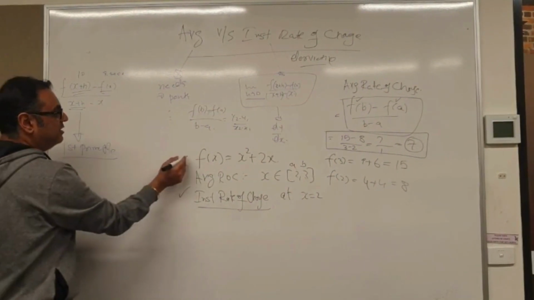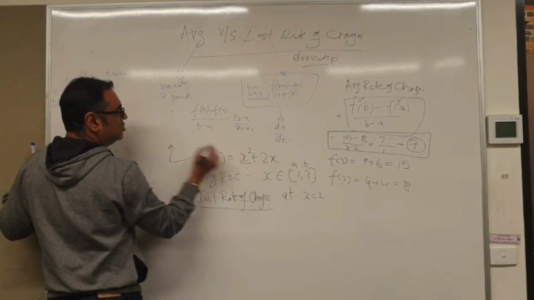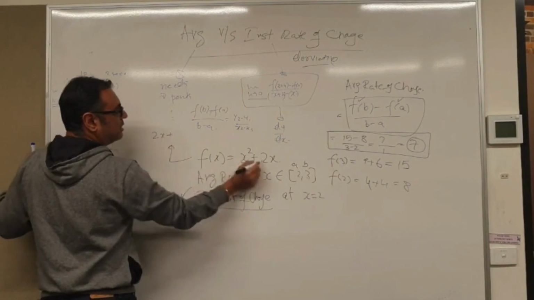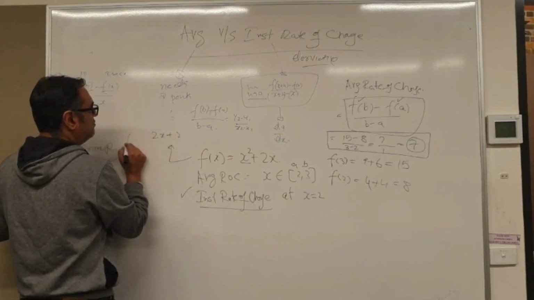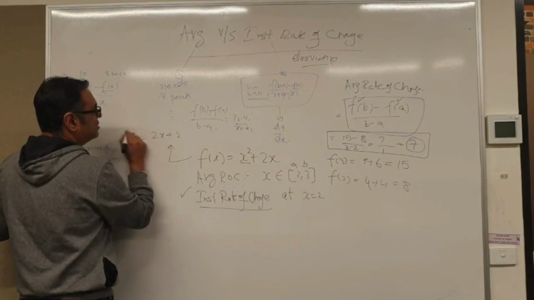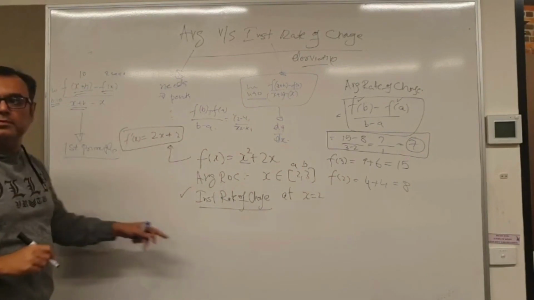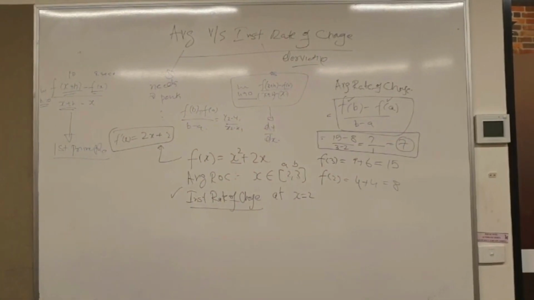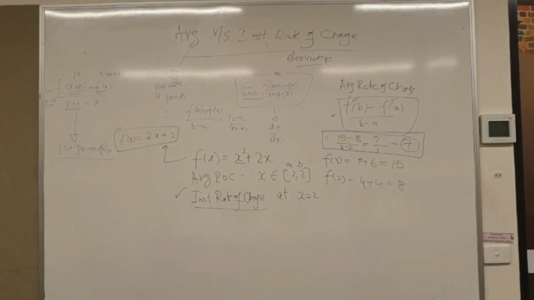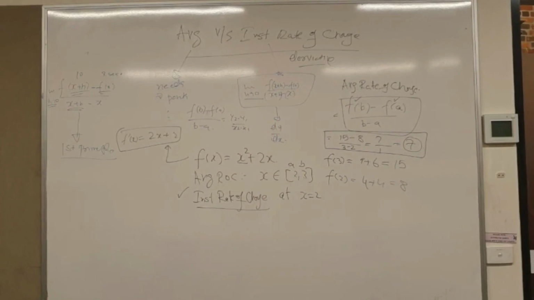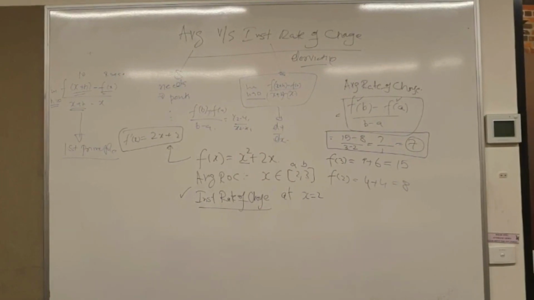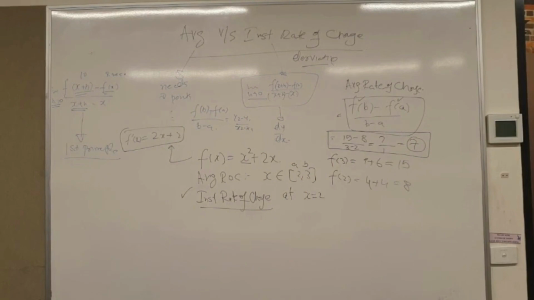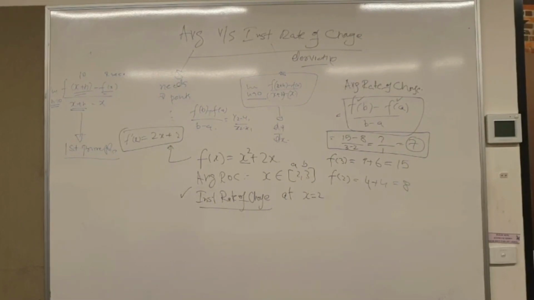And how do you find the derivative of this function? This is 2x plus 2. That's the derivative of this function, f dash x. Plug in 2, you get your answer. Does that make sense? Yes? No? Yep. Alright. Let's try one more.